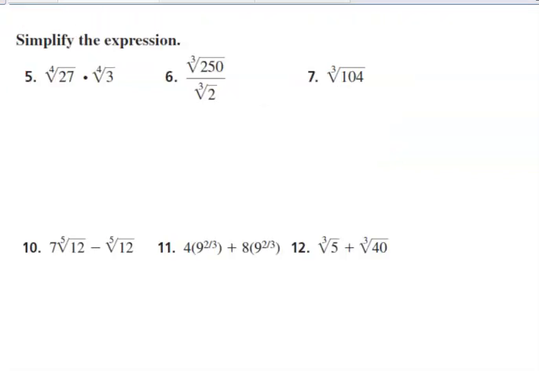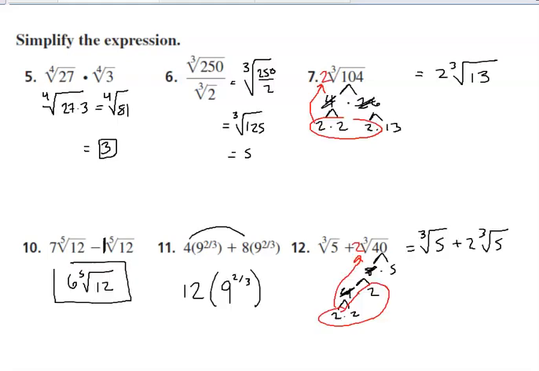Go ahead and take a minute, pause the video, and try working through these 6 on your own. All right, you can go ahead and check your answers. Remember to pause and find and fix any mistakes that you may have made. Our last one here, looks like I didn't finish, 3 times the cube root of 5.